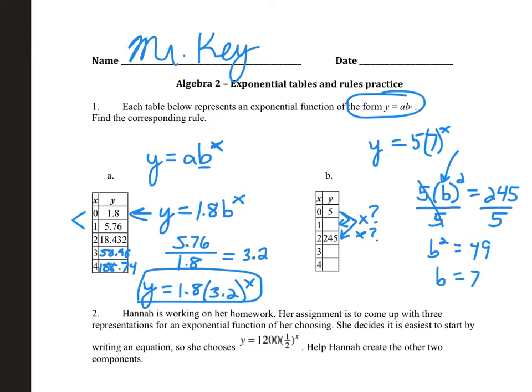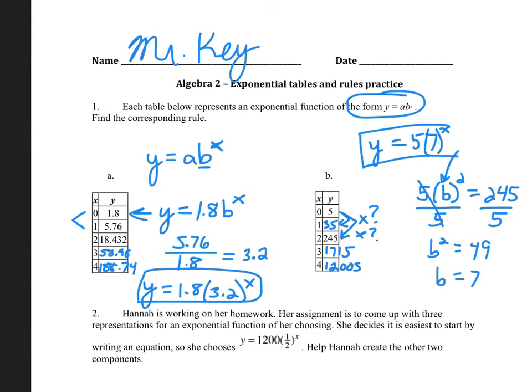Okay, so filling in the table, if we just multiply by 7 one time starting with 5, we get 35. And once again, I put this into the graphing calculator, so I can just read right off my table of values. 245 times 7 is 1715, and 1715 times 7 is 12,005.